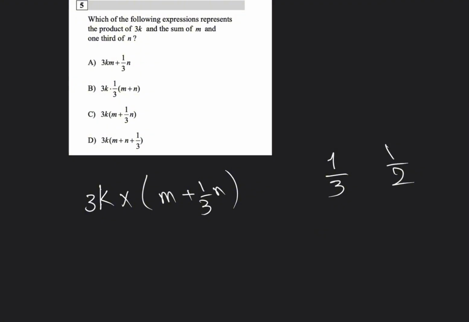So can you simplify it? Yes, we can simplify it. 3k times (m plus 1/3 n). So what is the answer? The answer is, as you see, C.